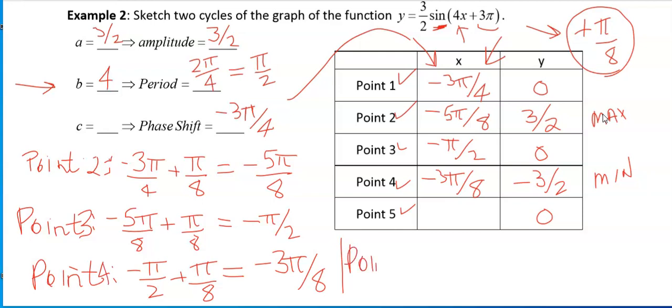And so the last one, point 5, is your fifth x value. Now, we left off at negative 3 pi over 8. More than one way to skin a cat. That's what my mother always used to say to me. Add on pi over 8. Look at that, negative 2 pi over 8, isn't it? Which is negative pi over 4.